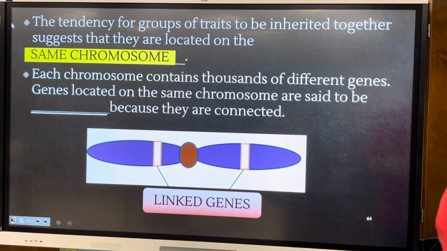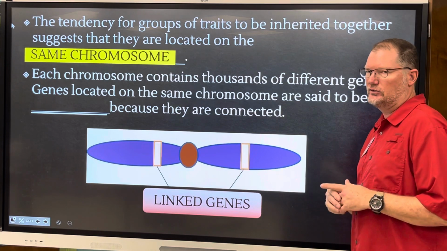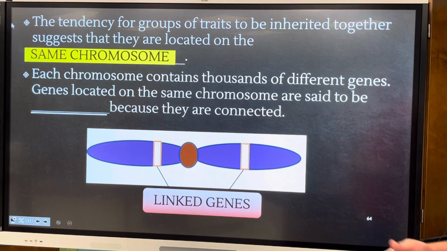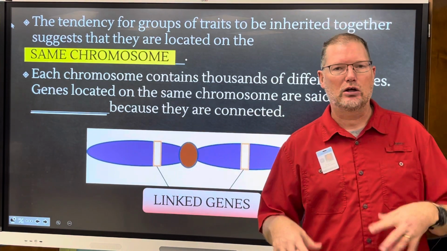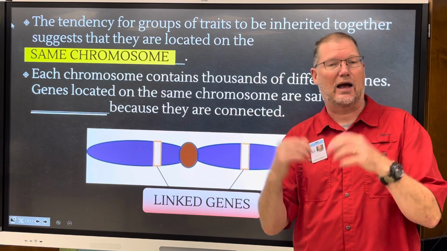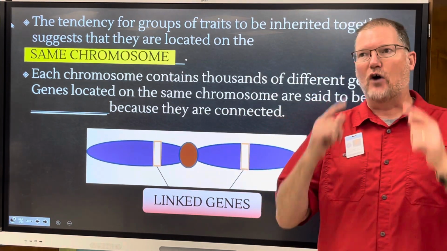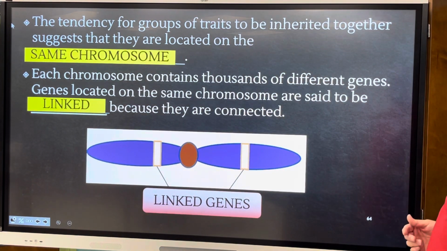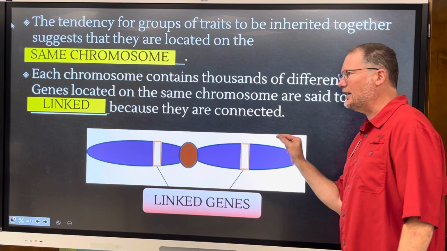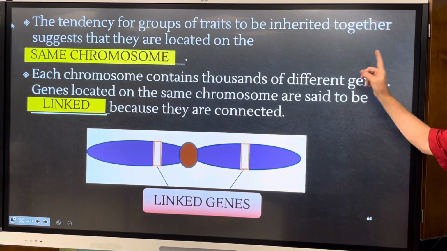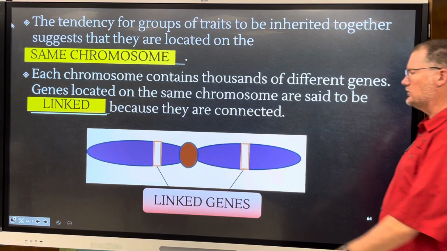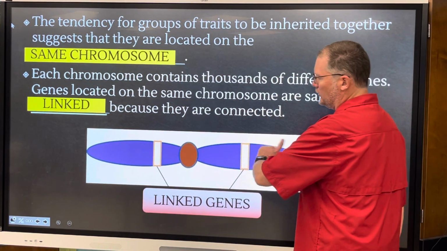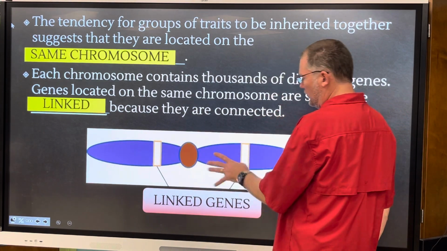Each chromosome contains thousands of different genes. Thousands. Each of those chromosomes. Thousands of different genes on them. Because remember, you don't need just genes for how you look. You need genes to tell you how many fingers you have, and how many eyes you have, and how far apart your eyes are, and other things. And they're said to be linked because they're connected. Genes on the same chromosome are linked. So this is one chromosome. Looks like a propeller for an airplane, I know. But this is one chromosome, and if they're on the same chromosome, they're linked.